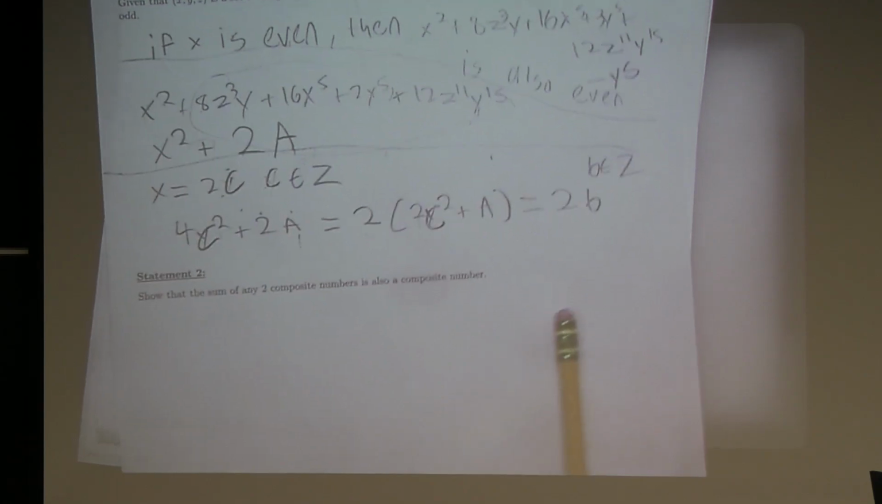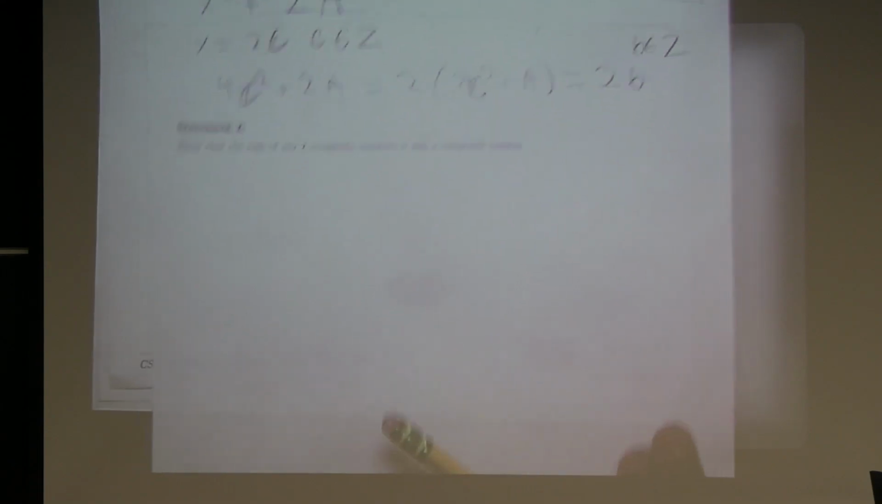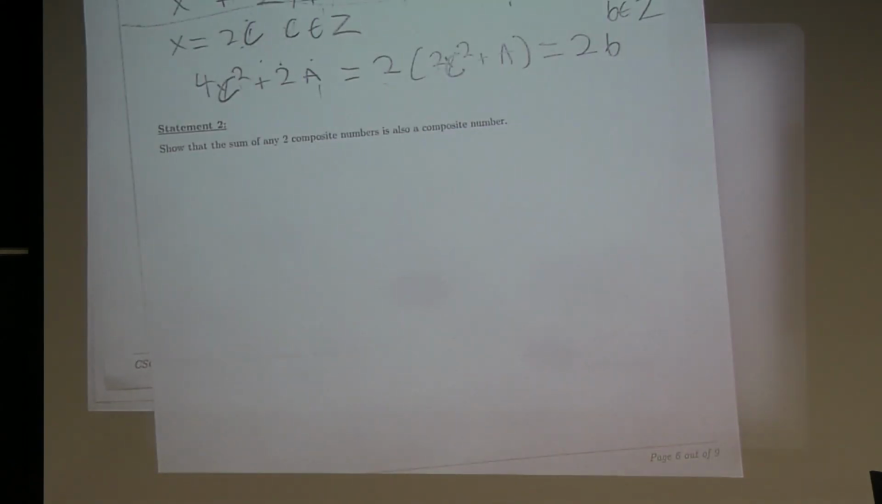So now we can move on to the second question: that the sum of any two composite numbers is also a composite number.